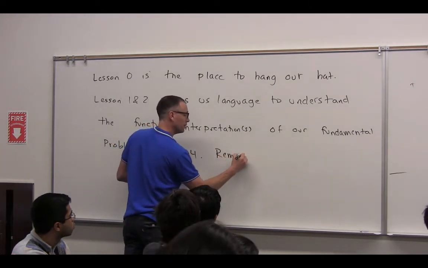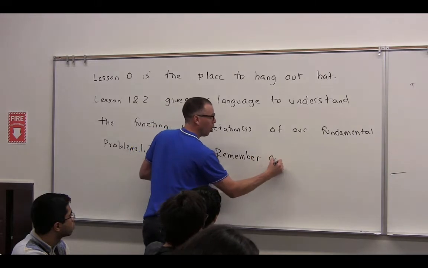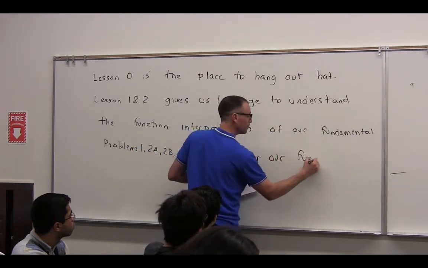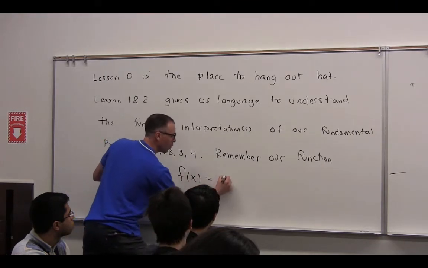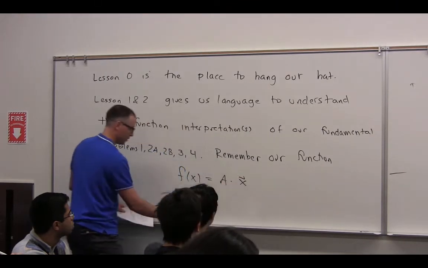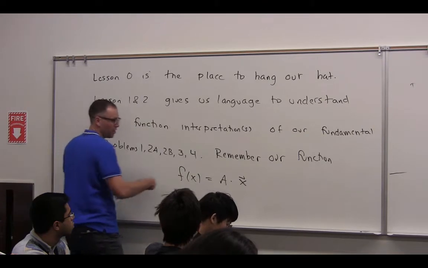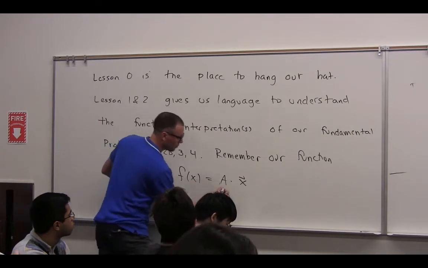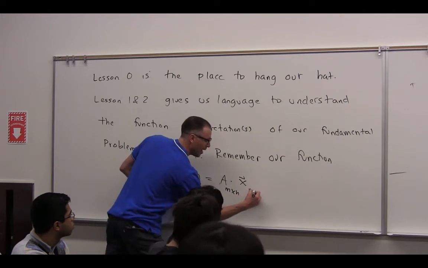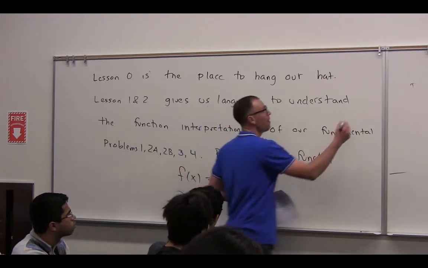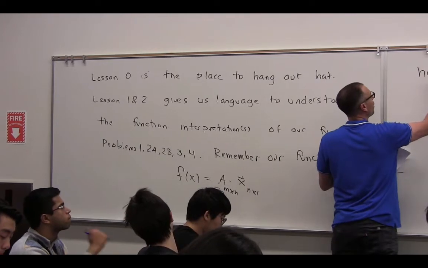Remember, our function f of x equals A times x. Okay, how big was A in general? M by n. How big was x? N by 1. This function, oh, sorry about that, April.